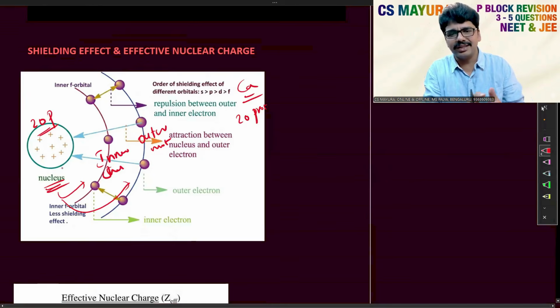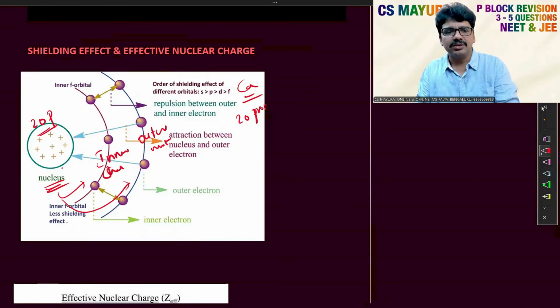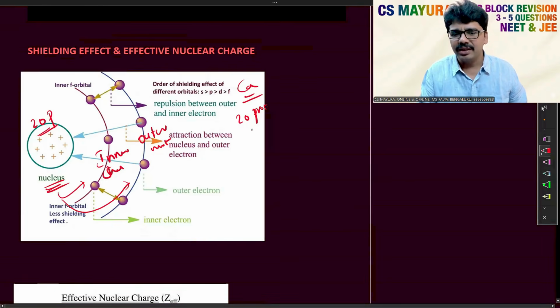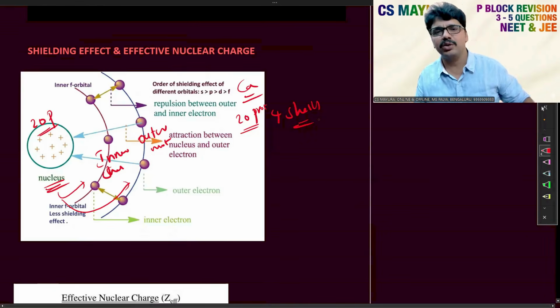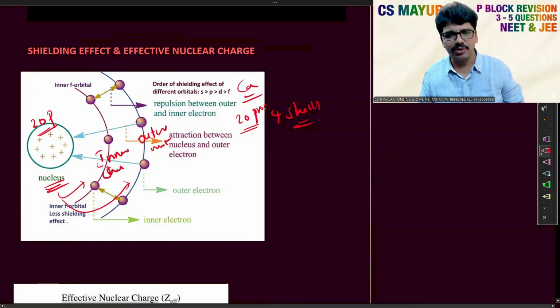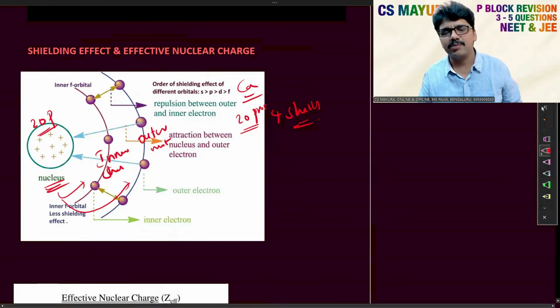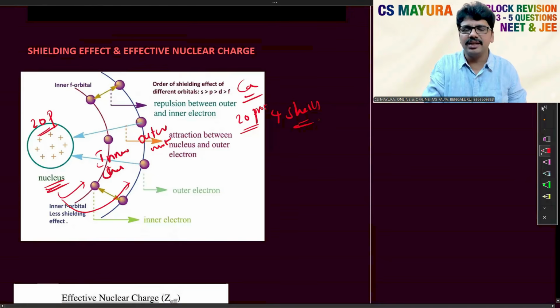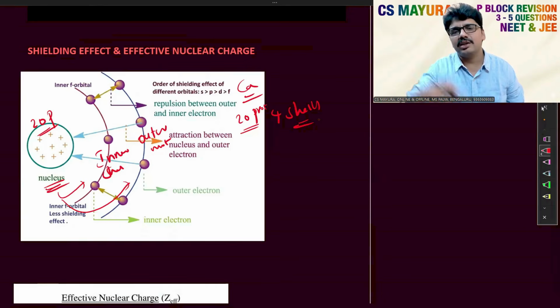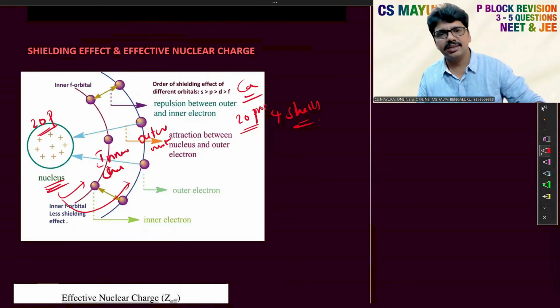So different shells' electrons will have different nuclear charge. The resultant nuclear charge is called effective nuclear charge. What I am trying to say is, in calcium we have 4 shells, and all 4 shells do not have the same nuclear charge. The first shell has more nuclear charge, the second shell gradually decreases, the third shell decreases, and the fourth shell has very little compared to the others. Why is there a gradual decrease in nuclear charge from lower shells to higher shells? Due to the shielding effect.